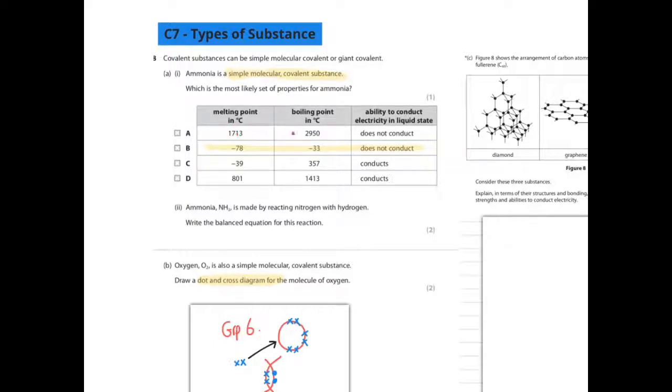This one would be a giant covalent structure, and this one would be a giant ionic lattice, because this one has a high melting point but doesn't conduct electricity. This one has a high melting point but does conduct electricity.